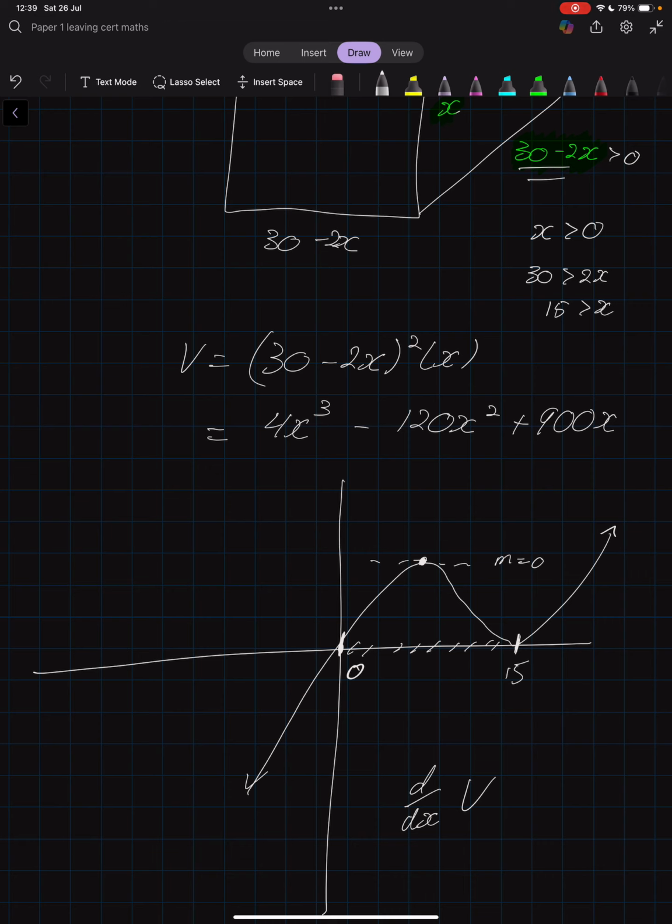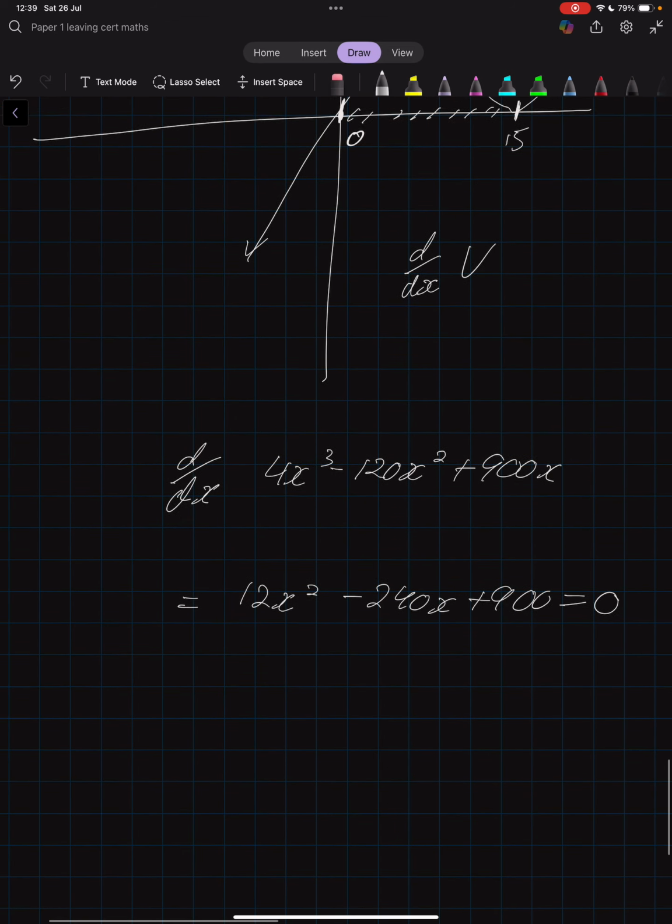Why is the slope equal to 0 at a maximum? Because if you think about it, the slope is positive, positive, positive, so it's going up. If the slope is positive, it's going up, and up and up. And it's only when it stops going up, when the slope is 0 and then becomes negative, that it starts to come down.